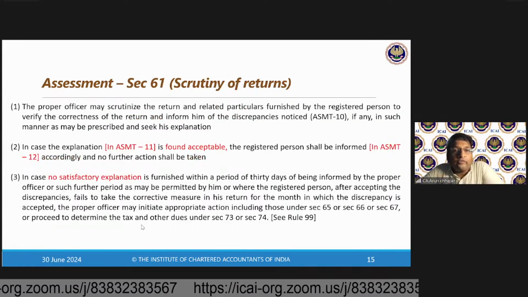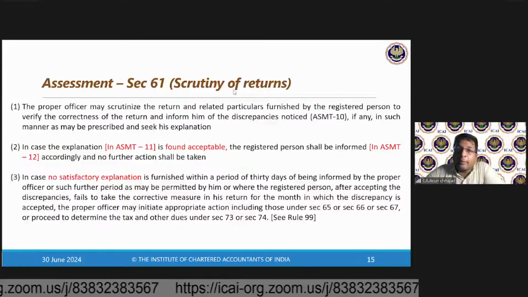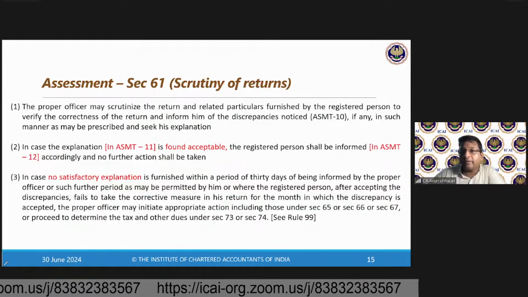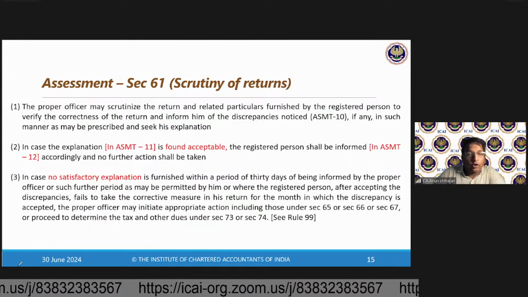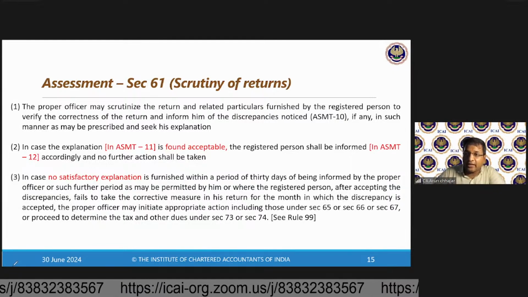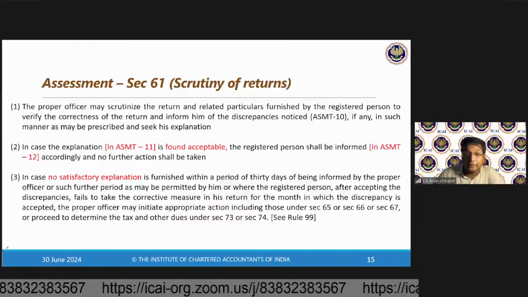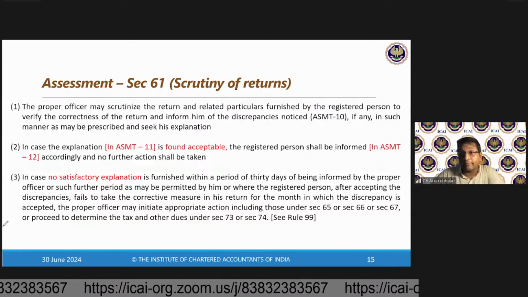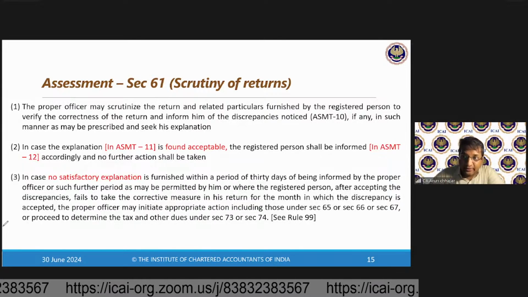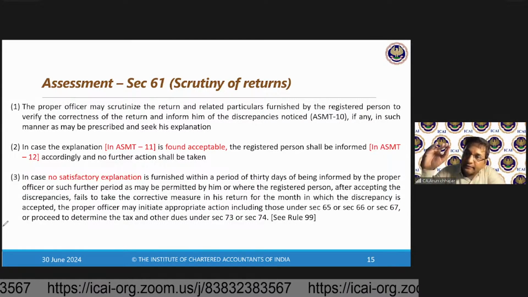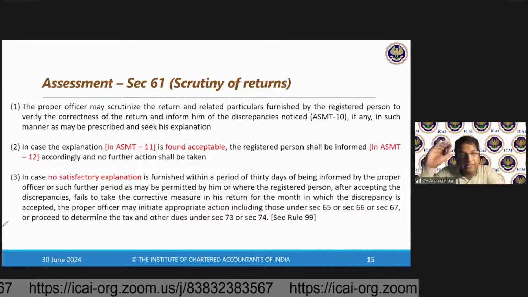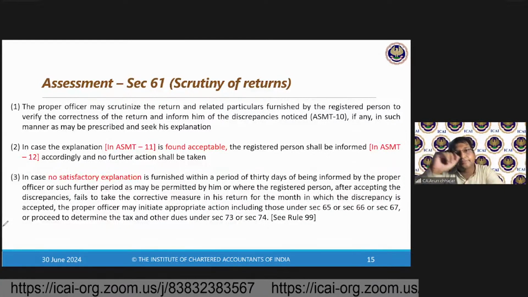Then the scrutiny of return. This is very popular assessment and might be you have also observed or you have also seen during your practical articleship. ASMT 10. You might have heard the word or might be seen the notice under ASMT 10. What is the ASMT 10? ASMT 10 is nothing but the assessment under section 61.